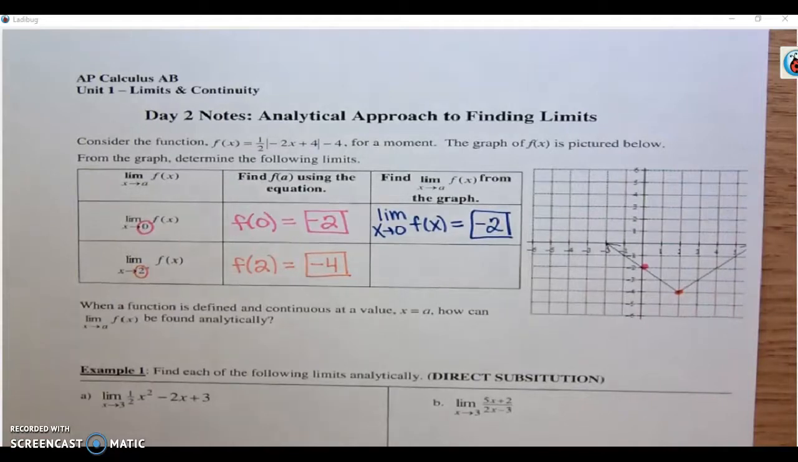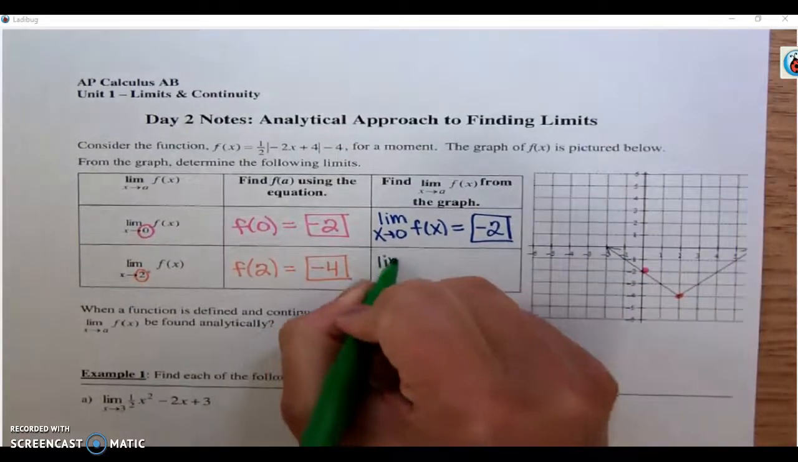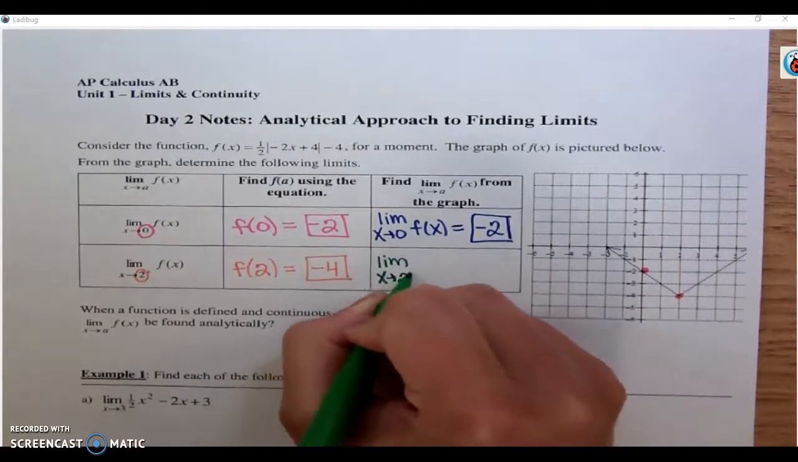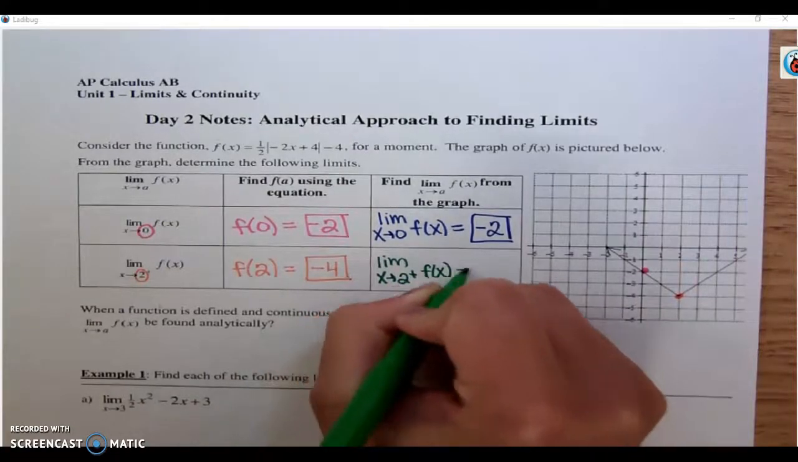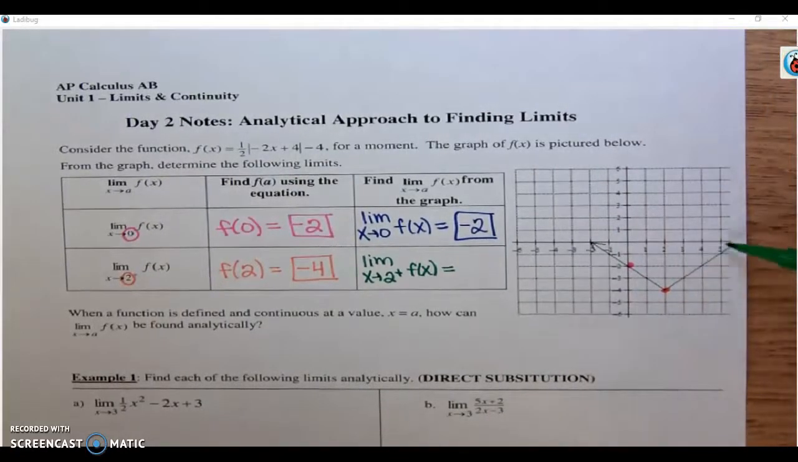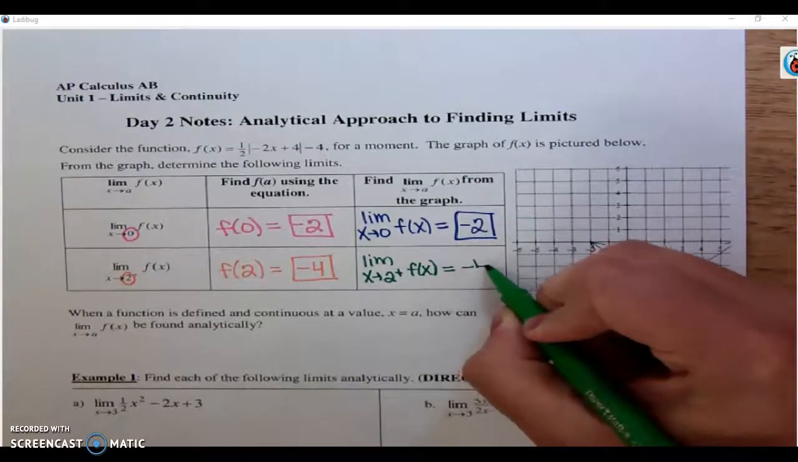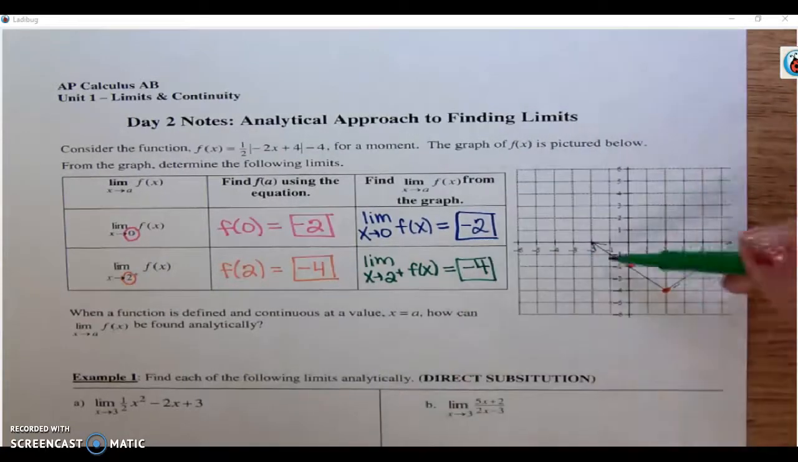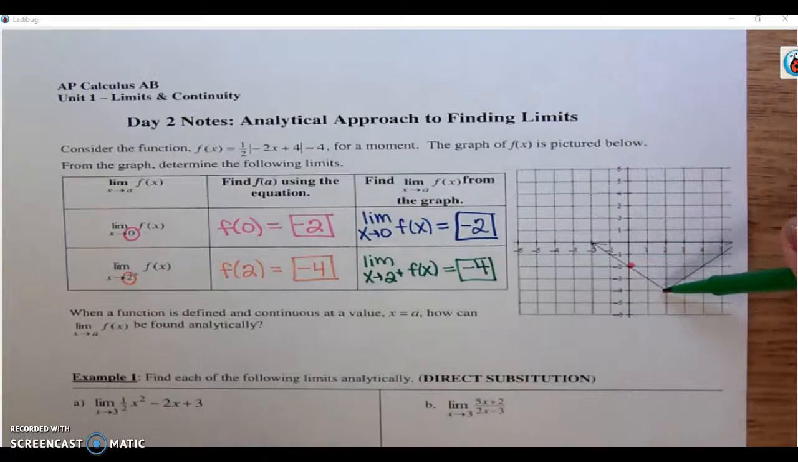Okay, so now let's find this right-sided limit that they're asking us about. The limit as x approaches 2 from the right. Okay, so here's 2. If you come in from the right, you're approaching that y value -4. If they asked us for coming in from the left, you're still approaching -4. So the limit as x approaches 2 would just be -4.